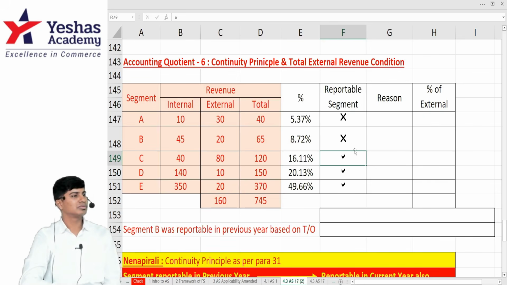Focus on AQ7. We did one question on turnover. We did one question on profit. We did one question on asset. Now we are going to do a question which has turnover, profit, asset all in one. All the three categories are there in one question.